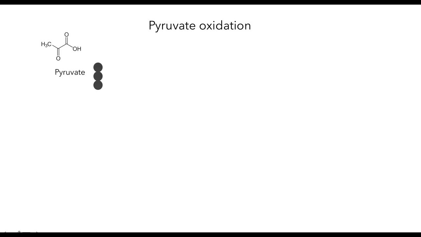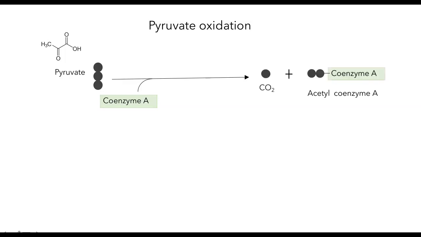So here's our starting material, pyruvate. What happens in pyruvate oxidation is the pyruvate's combined with a molecule called coenzyme A. This produces acetyl coenzyme A, and also one of the carbons in pyruvate is released as carbon dioxide. This reaction is catalyzed by the enzyme pyruvate dehydrogenase, and that name should make you suspect that it's a redox reaction, and it is. It's coupled to the reduction of NAD+ to form NADH.